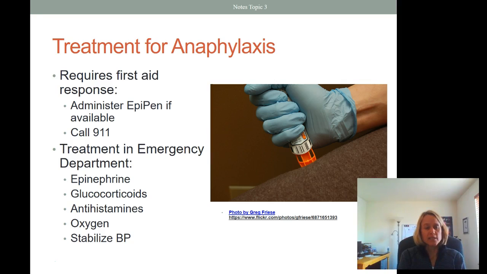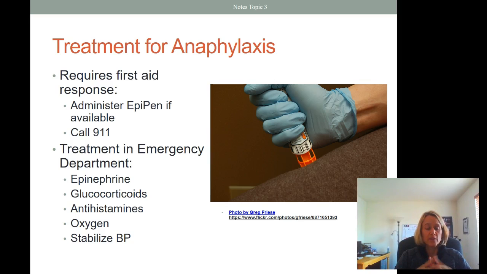Treatment for anaphylaxis is going to require a first aid response. The first step is to administer an epinephrine pen if it's available. Now, epinephrine is going to reverse many of those effects of anaphylactic shock. So epinephrine is going to cause an increase in heart rate and an increase in cardiac contractility, and that's going to help to increase cardiac output, and that would help to raise blood pressure. Epinephrine is also going to cause constriction of arterioles, and that will help to raise the peripheral resistance and raise the blood pressure. And then finally, epinephrine is also going to cause bronchodilation, which should help reverse the bronchoconstriction effects of histamine.